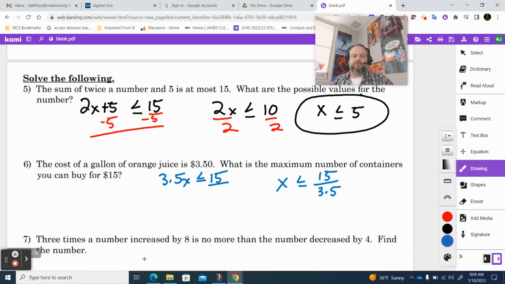So x is less than or equal to 15 divided by 3.5. Okay. 15 divided by 3.5. Now we're going to get some crazy number. Okay. This is 4.28. Now, it only says gallons. It doesn't say that you can buy 0.28 of a gallon of orange juice. So actually the most we can buy would be 4.